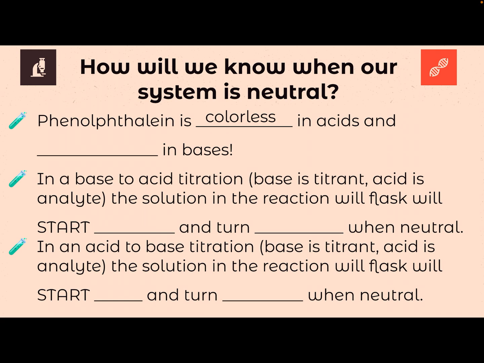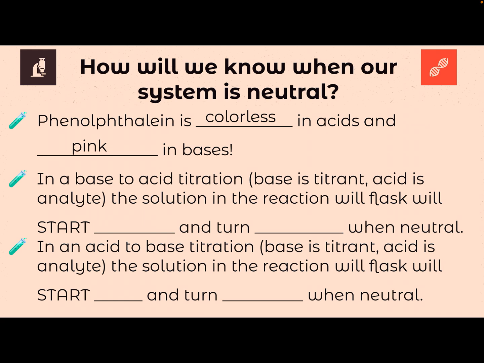Anyway, so phenolphthalein is colorless in acids, and in bases it shows up as a really pretty pink, like fuchsia color, right? So if we're doing an acid-base titration and you start with your analyte in your reaction flask, you have to drop in a few drops of your indicator. And when your indicator changes color, that's how you know your solution has finished titrating and you've reached that end point.